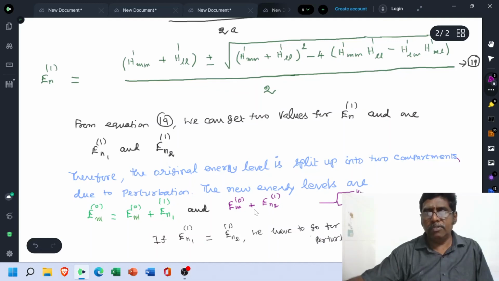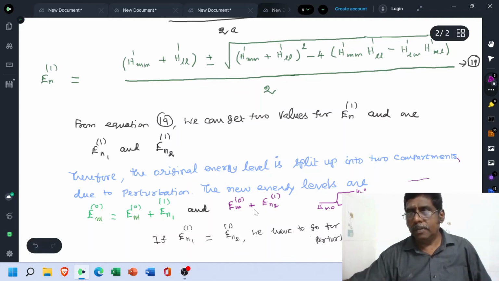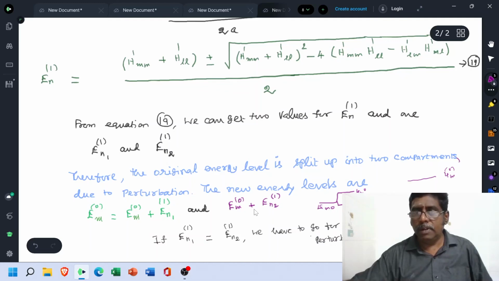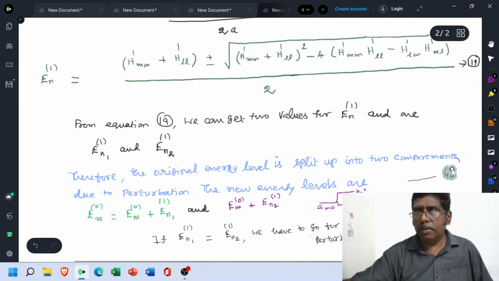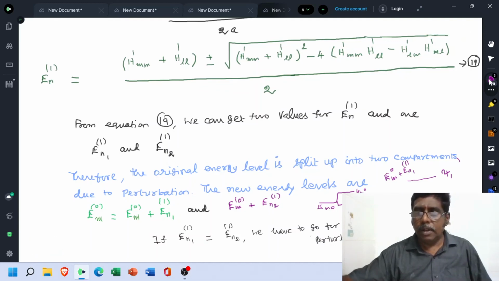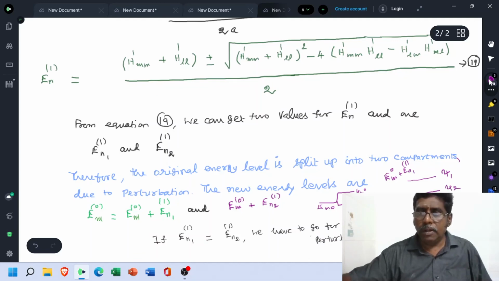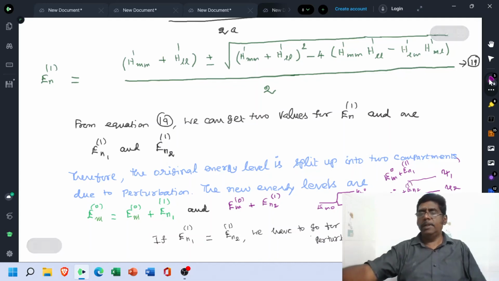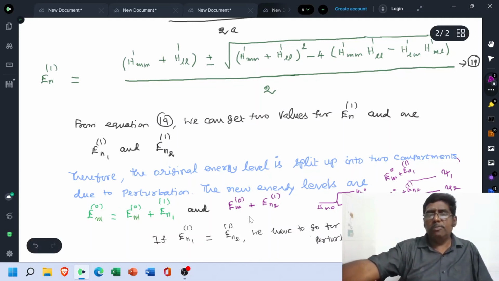This is psi m0, this is psi l0, this is Em0. Now after the perturbation, see, this is psi m0. We may write this as a new wave function psi 1 to denote the perturbed wave function. Say this is psi 1, the new eigenfunction psi 1. Then the energy level of this psi 1 is Em0 plus En1 of 1. En1 of 1 means take the positive root. Then another wave function is psi 2, and its energy level is Em0 plus En2 of 1. So in this way the degeneracy is removed. The removal of degeneracy is possible with the help of perturbation.